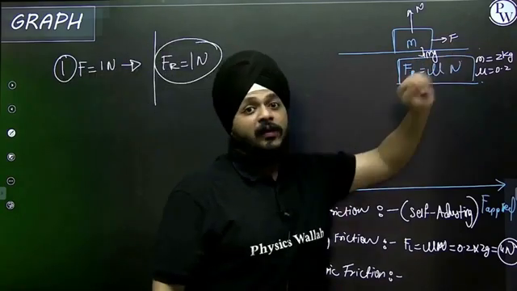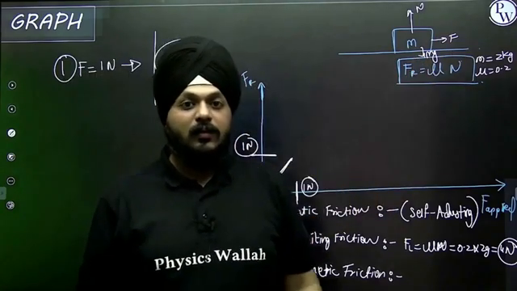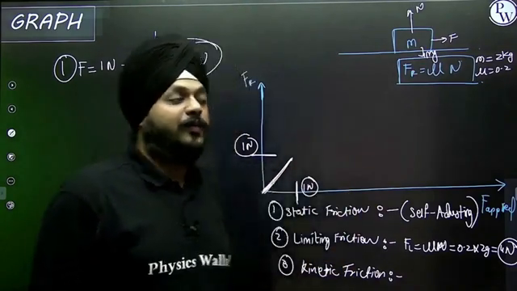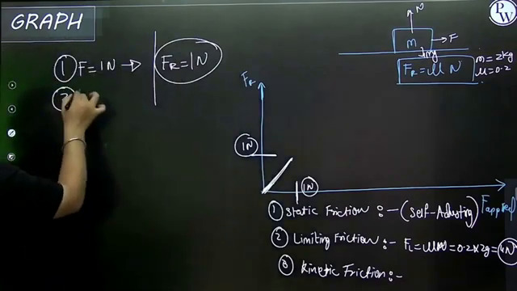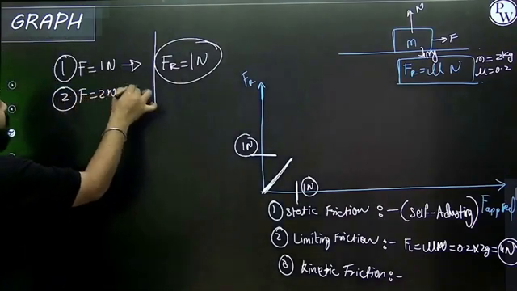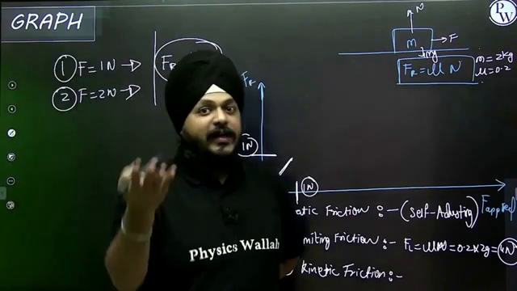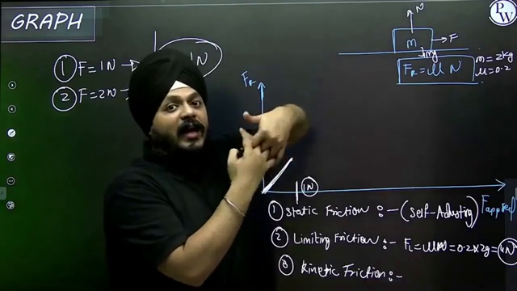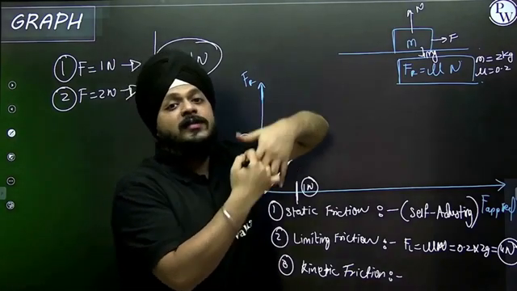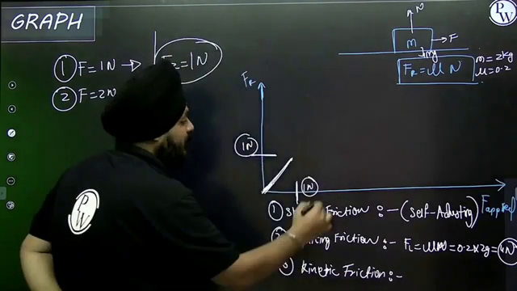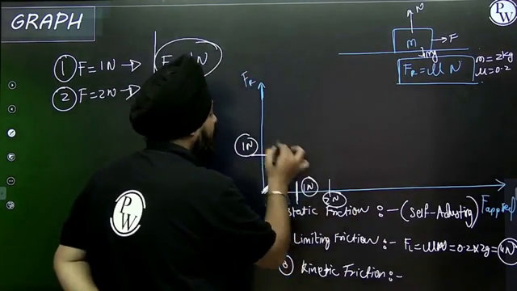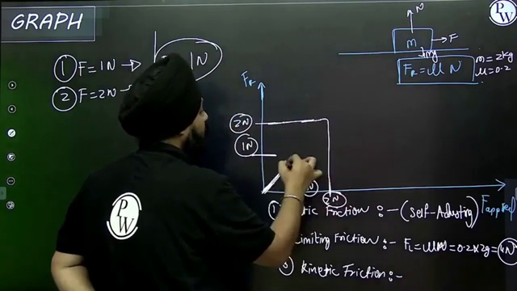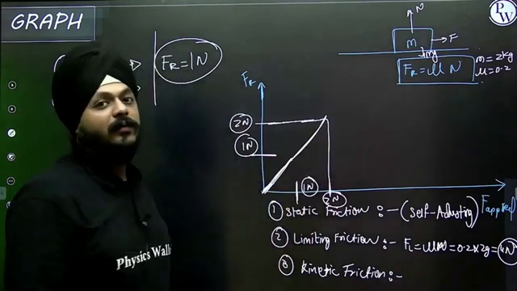Now the applied force gets confused about why the object is not moving, so he thinks, let's increase the value of F. Suppose I increase F to 2 Newton. Again static friction will self-adjust and try to save this interlocking. So if the external force applied is 2 Newton, static friction will self-adjust to it. The graph will be a straight line.